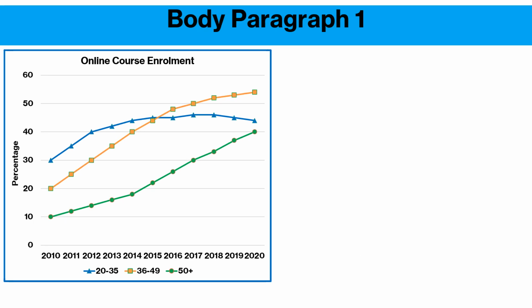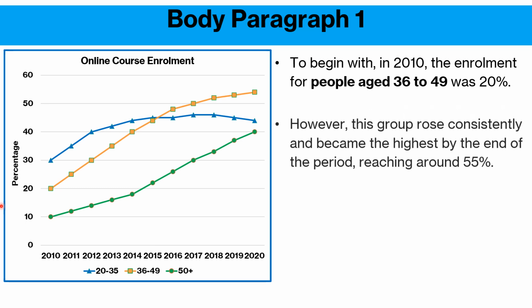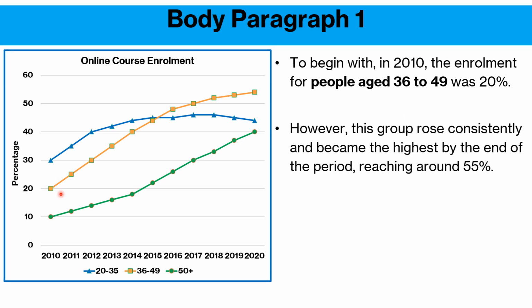To write body paragraphs, first, we begin by stating the trend in the first year of the given time period. We can write it this way. To begin with, in 2010, the enrollment for people aged 36 to 49 was 20%. Then, we look at how this number changed over time. Since there was a gradual increase in the enrollment, we can describe the trend in this way. However, this group rose consistently and became the highest by the end of the period, reaching around 55%.